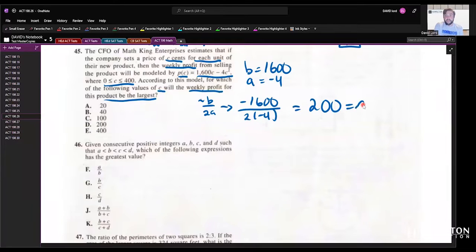Now this is our x value of the vertex. And we need to double check to see if we're finding the actual x value when the maximum occurs, or if we need to look for the maximum value. So reading the question again, it says which of the following values of C will give the weekly profit to be the largest. So we are looking for the x value, and that provides us, the answer is D.